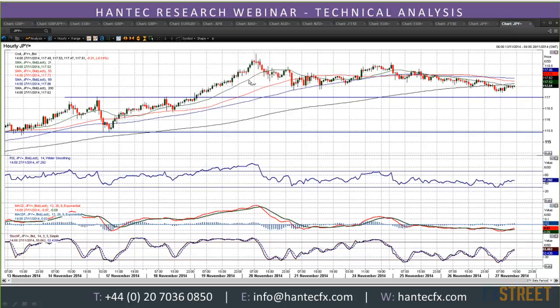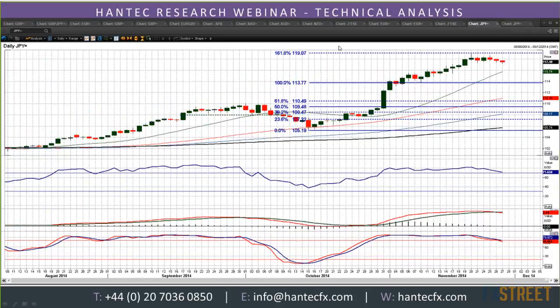Over the last couple of days, it's just building a sequence of lower highs now, and you've also broken below that low of 117.33. So there is a near-term drift going on in Dollar Yen, but still, ultimately, I think Dollar Yen is a bull chart. I mean, you can't get away from Dollar Yen being a bull chart, because it certainly has been recently.